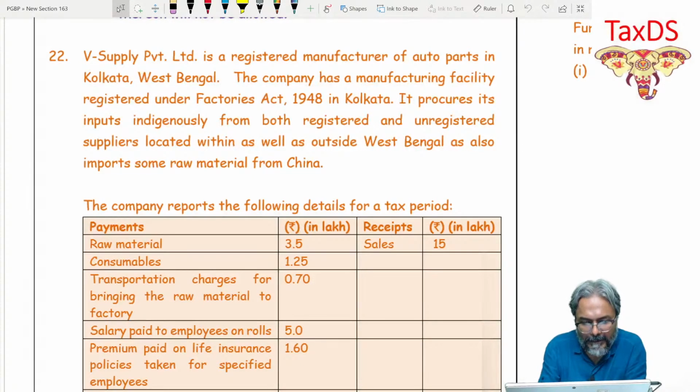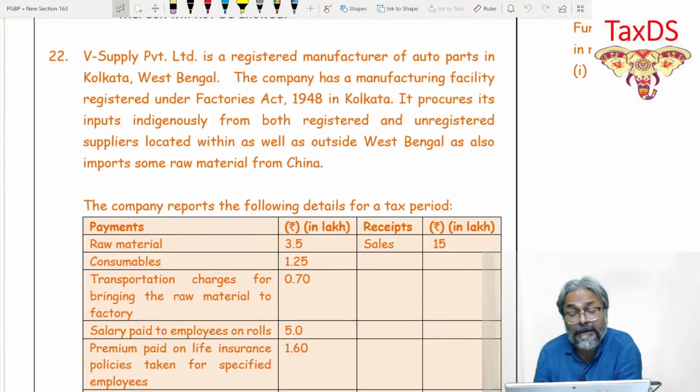B Supply Private Limited. B Supply Registered Private Limited is registered as a manufacturer of auto parts in Kolkata, West Bengal. The company has a manufacturing facility registered under the Factories Act 1948 in Kolkata. It procures its input indigenously from both registered and unregistered suppliers located within as well as outside West Bengal, and also imports some raw material from China, students.